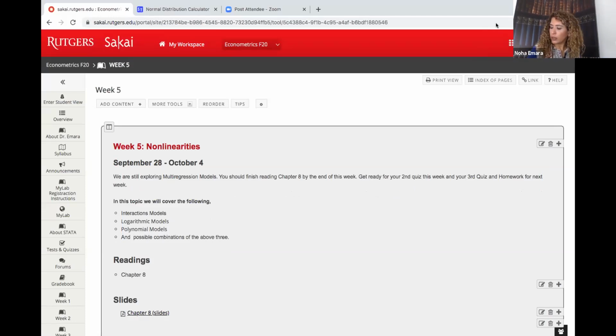The first thing that I do every time is go over Sakai and the week tab and see what we have for the week. In week 5, we're going to discuss the nonlinearities topic, which is related to chapter 8. It has basically 3 parts: the interaction models, the log models, the polynomial models, and then a possible combination of the 3 models.